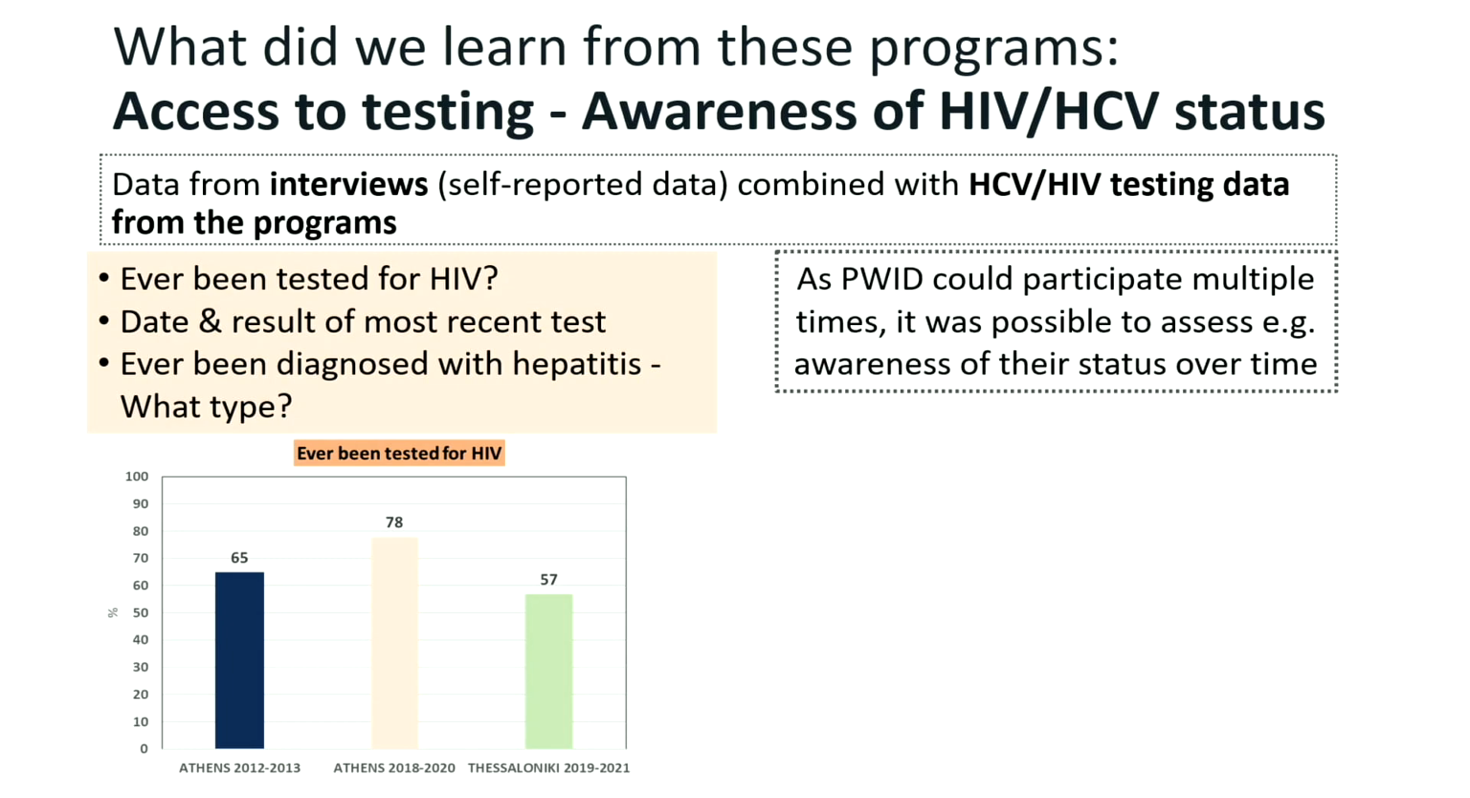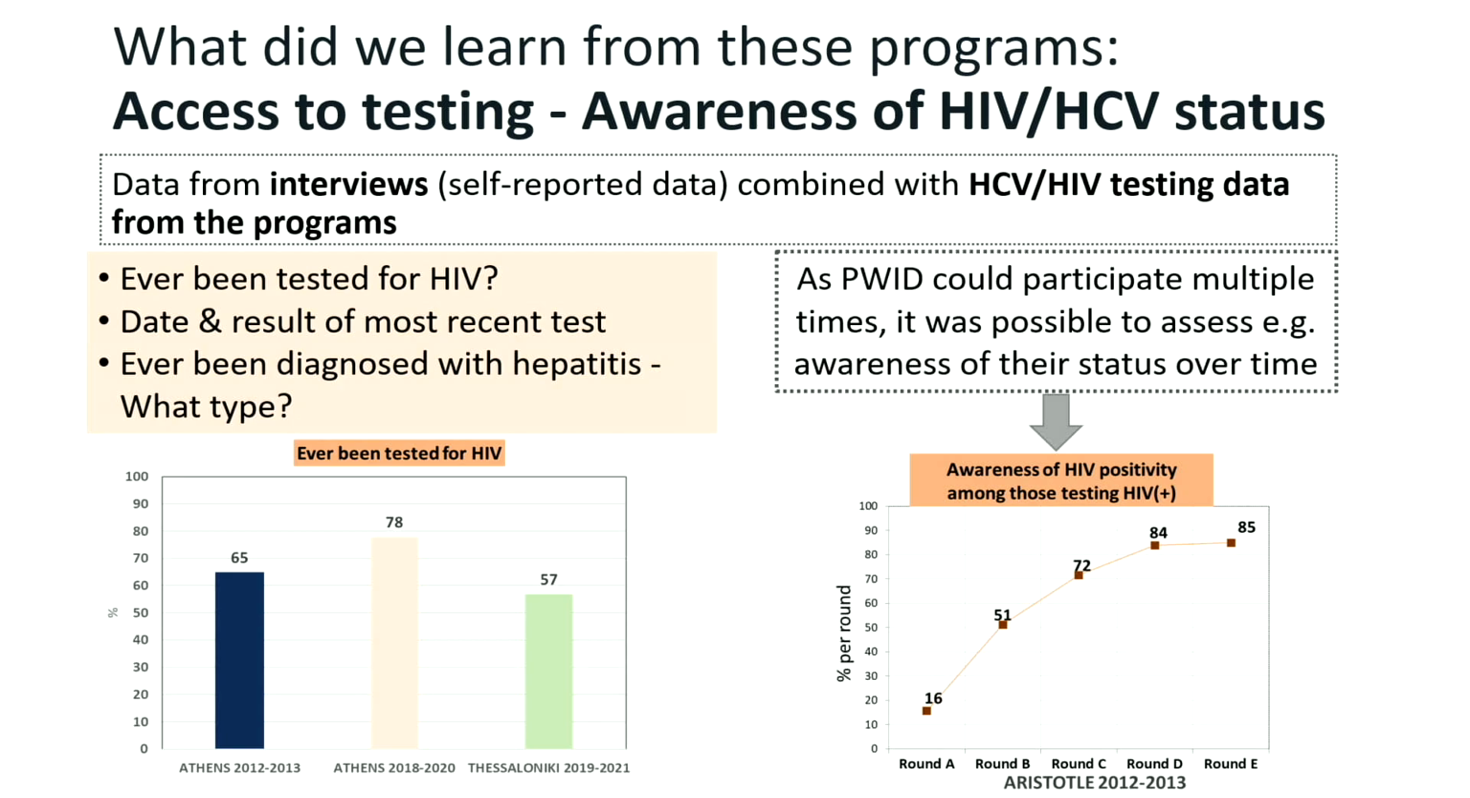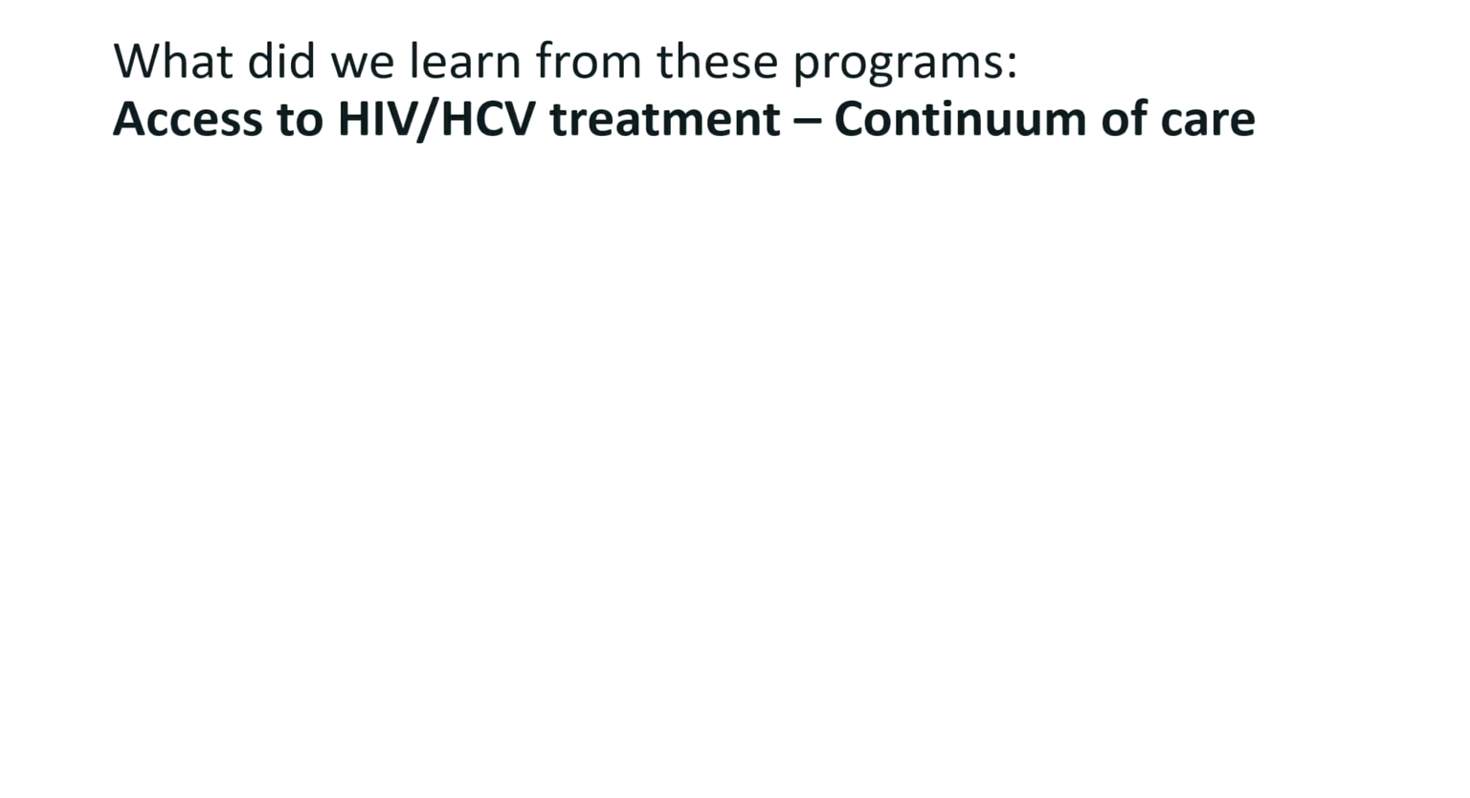But the thing is that since people who injected drugs participating in these programs were allowed to participate multiple times, it was possible to assess the awareness of their status over time. So for example, in the first Aristotle, in the 5 consecutive sampling rounds that we performed, in the first round, only 16% of HIV positive individuals were aware of their serostatus. But at the final round, this had increased to 85%, and this is normal. We perform testing in this intervention, but given the very high coverage of this intervention, we understand that the awareness has overall increased in the population of people who inject drugs in Athens.